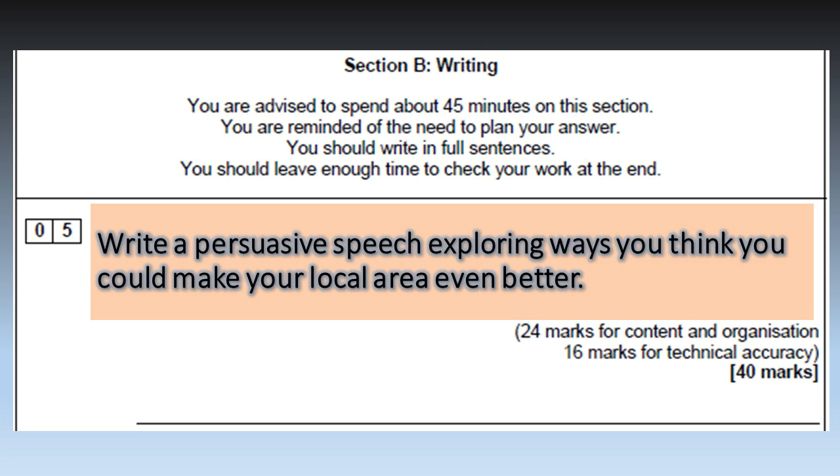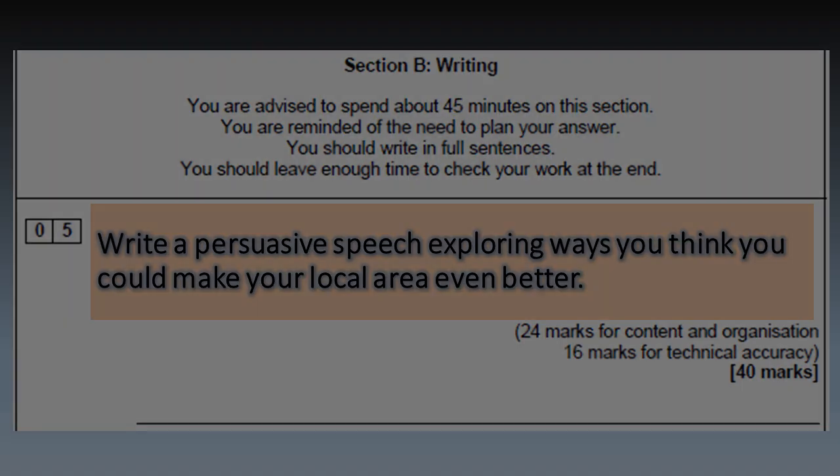Here's the question. Write a persuasive speech exploring ways you think you could make your local area even better. So you get 24 marks for your content and organisation and 16 marks for your technical accuracy. 50% of the marks on the paper.